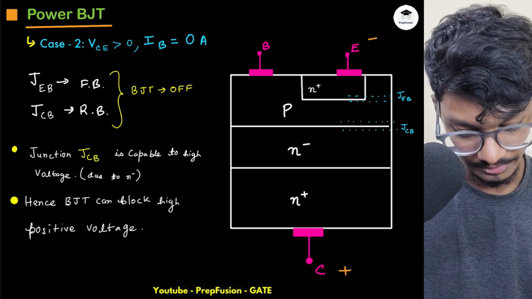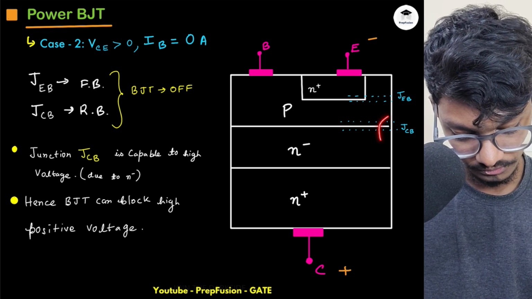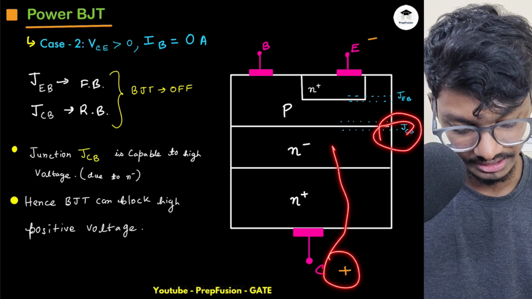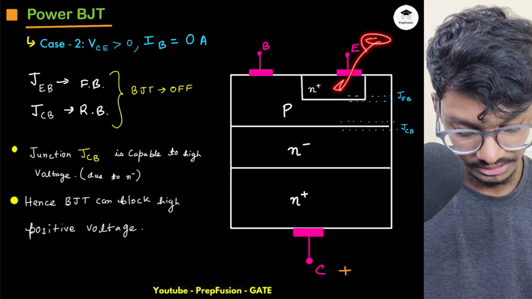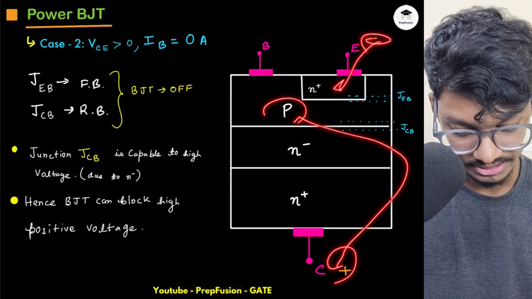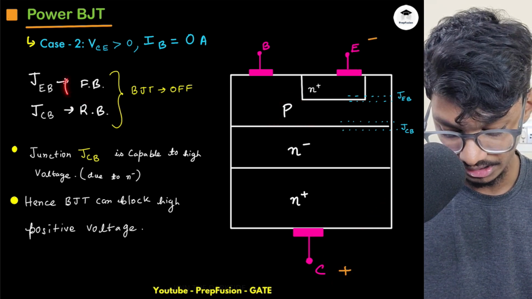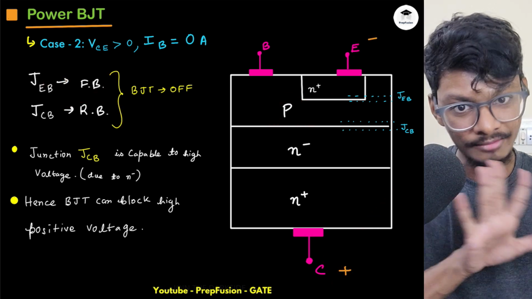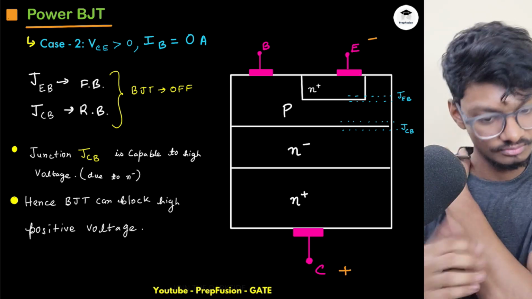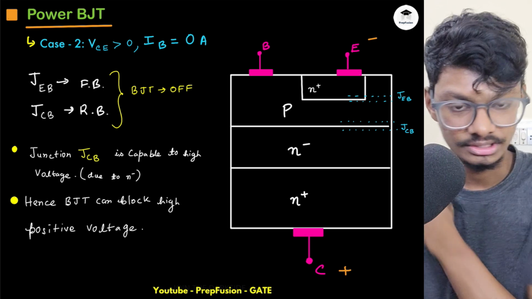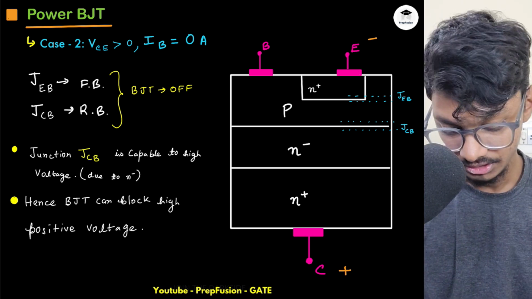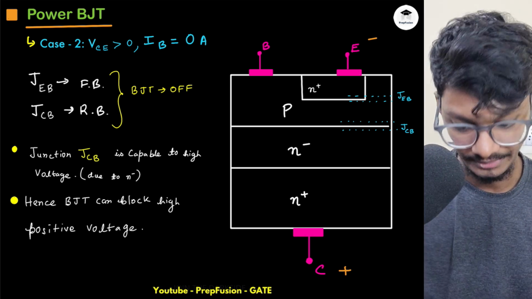What is happening? This junction, this JCB junction, this plus is connected here. So this JCB will be reverse bias, and negative is connected with this and positive is connected with this, so this JEB will be forward bias. I am just doing this with the anode and cathode thing, just for the analysis part. I will not explain the internal things here. That is not that important for GATE purposes. I'm just explaining intuitively what is happening, how to understand.